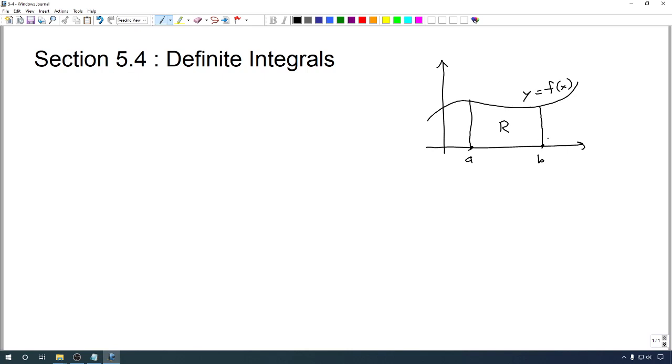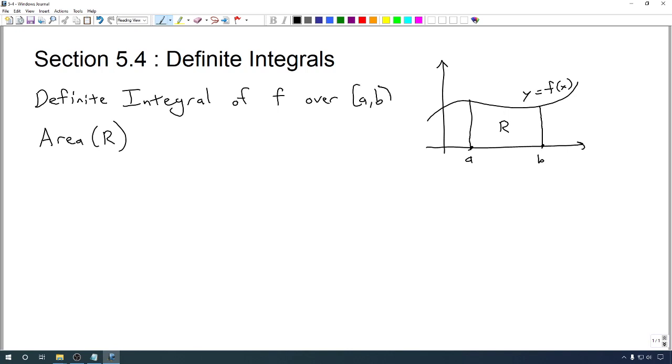The point is that we're going to give a name to this area, the area of this region. We're going to call this the definite integral of the function over that interval. Or more frequently, instead of just talking about the interval, we'll call a and b the limits of integration. We're going to write this very similar to the indefinite integral, but we need to incorporate the a and b into our notation. We'll still write it as an integral sign of f of x dx, but we're going to put the a and b on the integral sign.